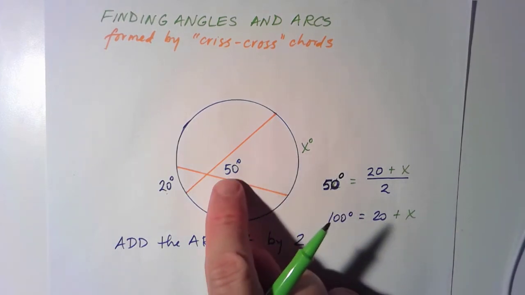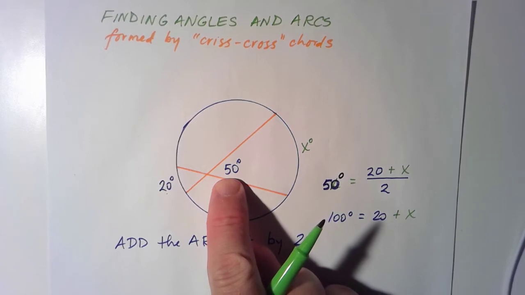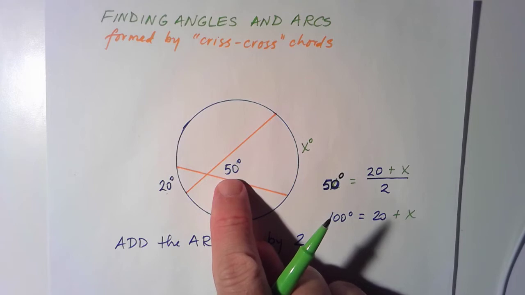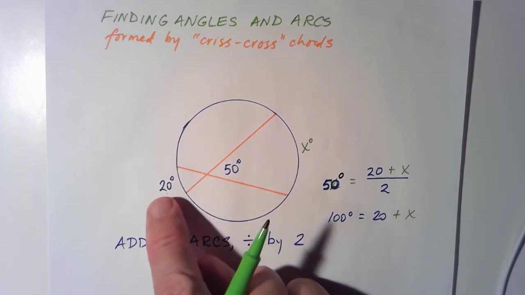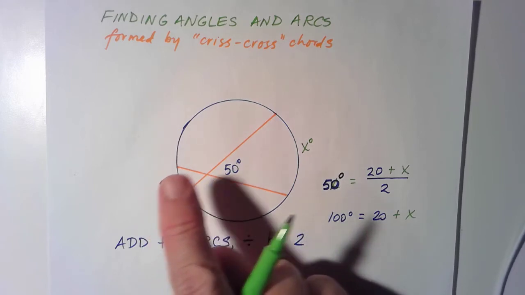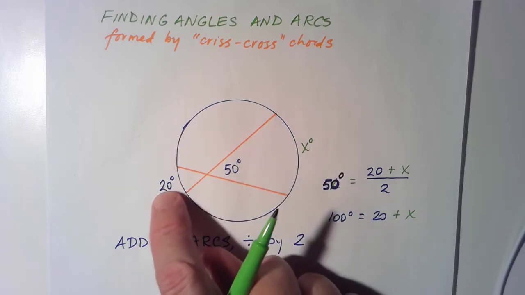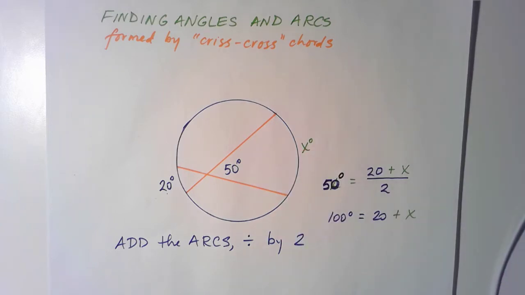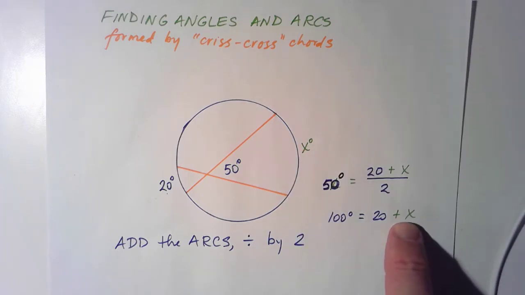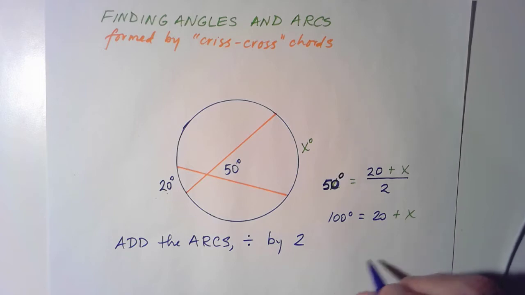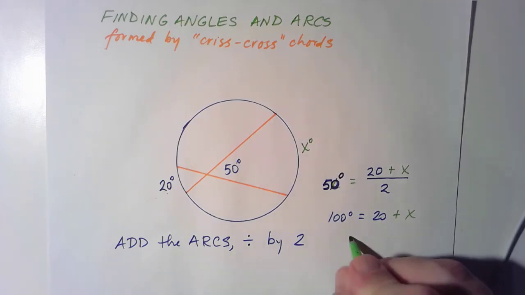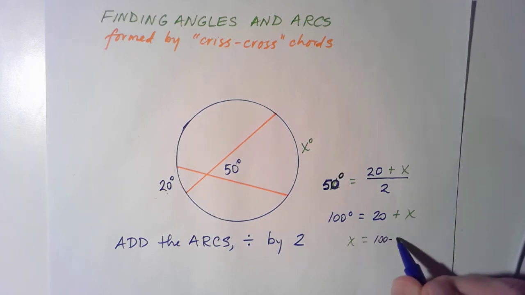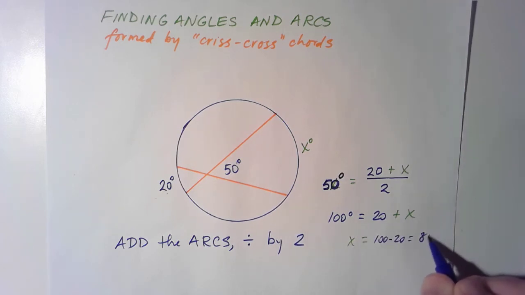If 50 is your average and you took 2 tests, of course a 50 average is not very good, right? But if you had an average of 50, well, the 20 has to be balanced out. If this is 30 degrees lower than 50, this had to be 30 degrees higher than 50. And sure enough, isn't 20 plus 80 100? So let's write it. X equals 100 minus 20, which is 80 degrees.